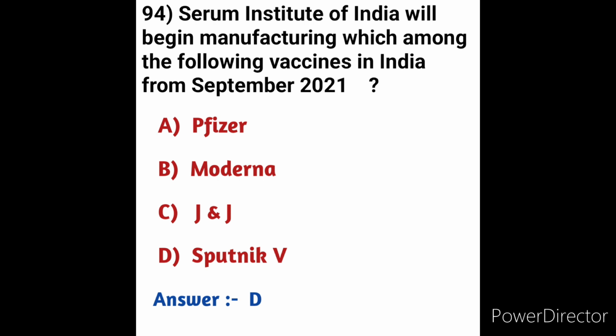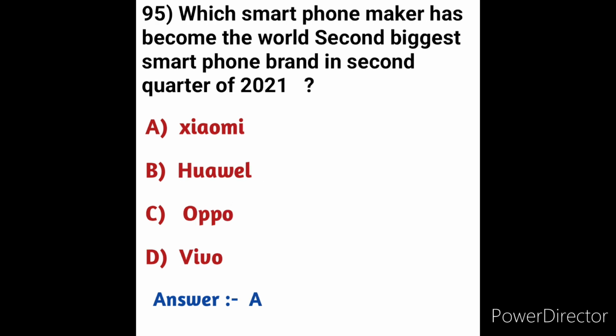Next, we will see question number 95. Which smartphone maker has become the world's second biggest smartphone brand in the second quarter of 2021? We will see the options here. Option A, Xiaomi, means Mi. Option B, Huawei. Option C, Oppo. And option D, Vivo. Here option A is the correct answer. The second biggest smartphone brand in the year of 2021 is Mi.